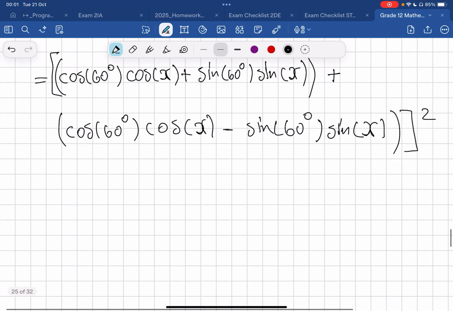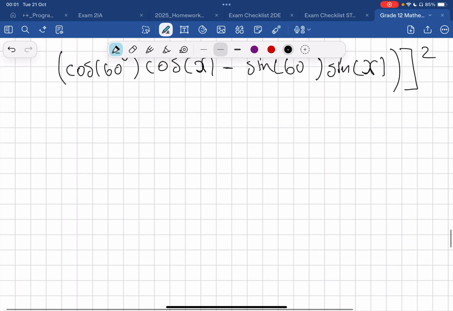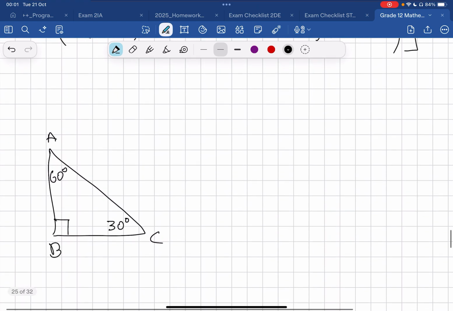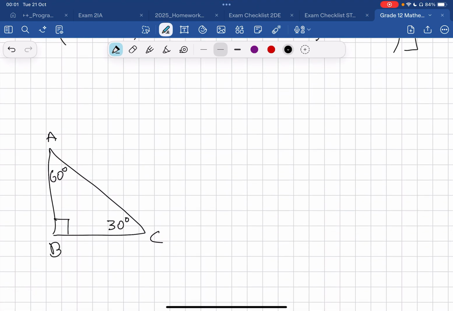Now, we need to just quickly mention something here in regards to special angles. I'll just draw a quick triangle. If we have a right angle triangle ABC with the angles 60 degrees and 30 degrees, then this special triangle will have adjacent over hypotenuse in terms of the angle 60. This is going to be 1/2 because cos 60 degrees is a half. This is 1, this is 2.